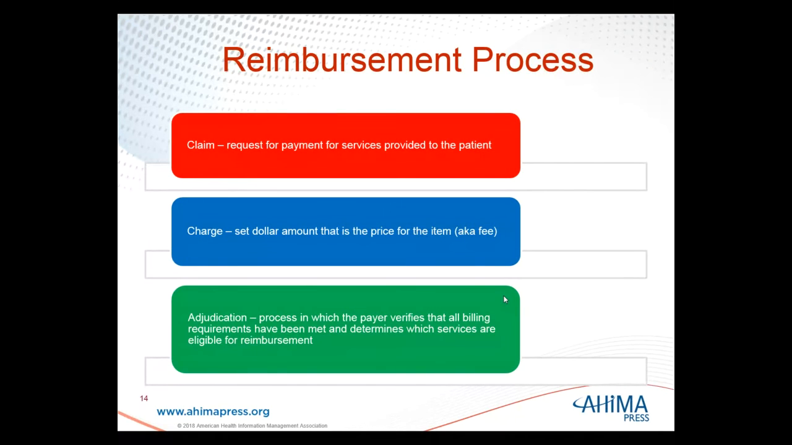The provider submits the claim to the insurance company or third party. Then we have adjudication, which is a process in which the payer verifies that all billing requirements have been met and determines which services are eligible for reimbursement. The third party does this once the claim is received. Once completed, the insurance company provides reimbursement for the services that have been rendered under those covered costs.